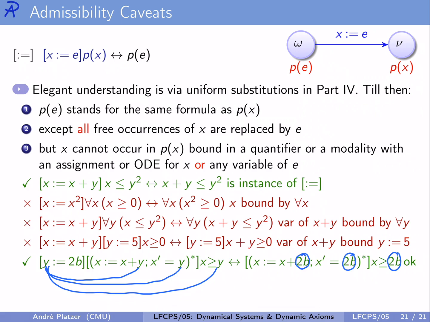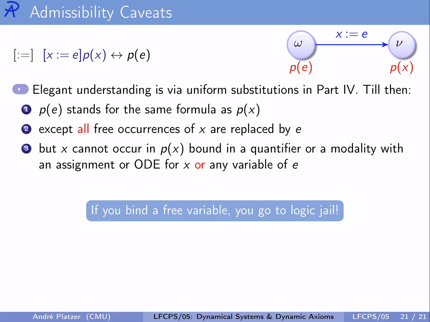In other words, when you're doing the replacements that lead you from the formula P of X to the formula P of E, please pay some attention to logical sanity and make sure you never bind a free variable, because then you go off into logic jail.